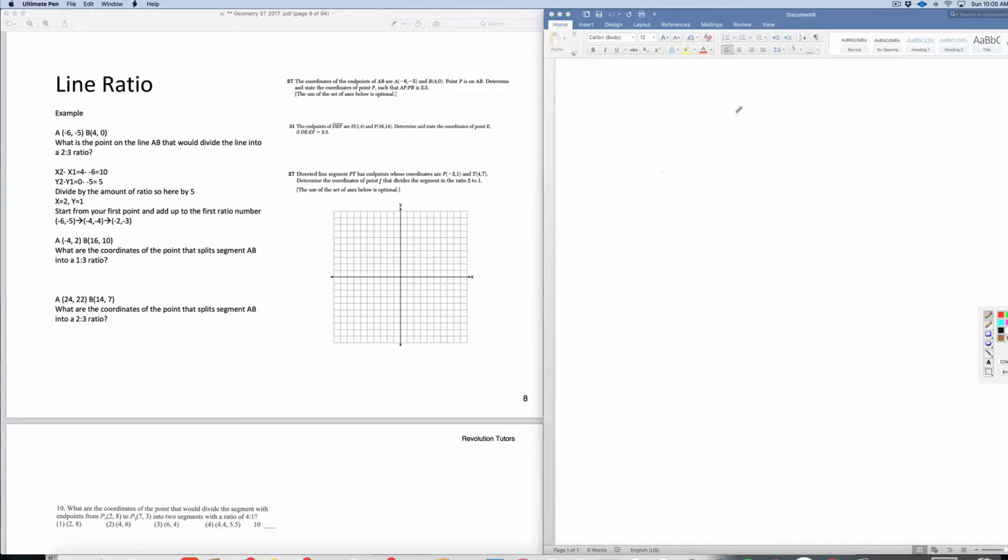Basically, I tell them to make a chart on their page, X and Y. I tell them to do X2 minus X1, that gives you a value of 10. Y2 minus Y1, that gives you a value of 5. Then you add up this number, you get 5. That's going to be the number that we're dividing by. So we divide by 5, and what we get is 2 and 1.